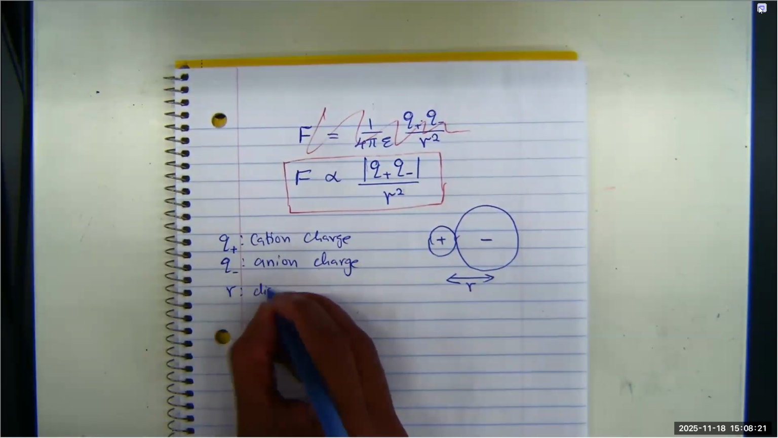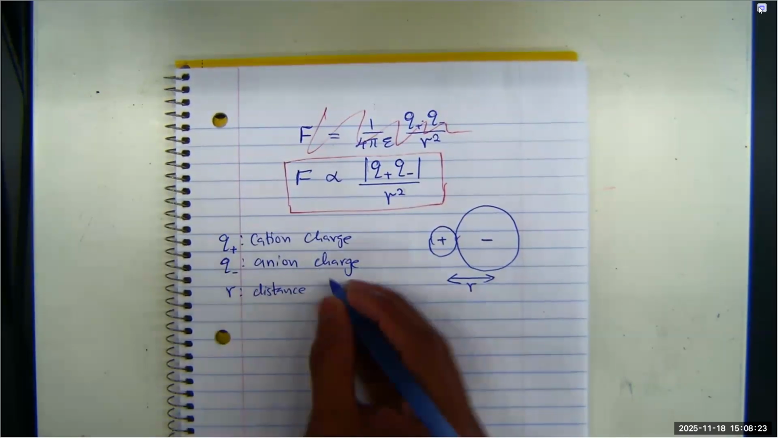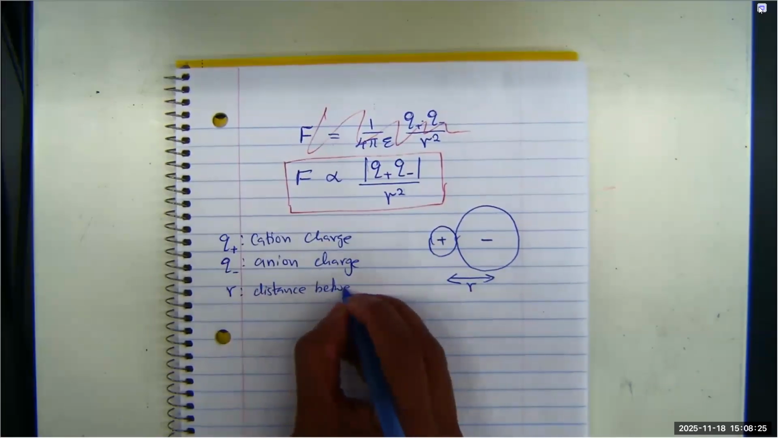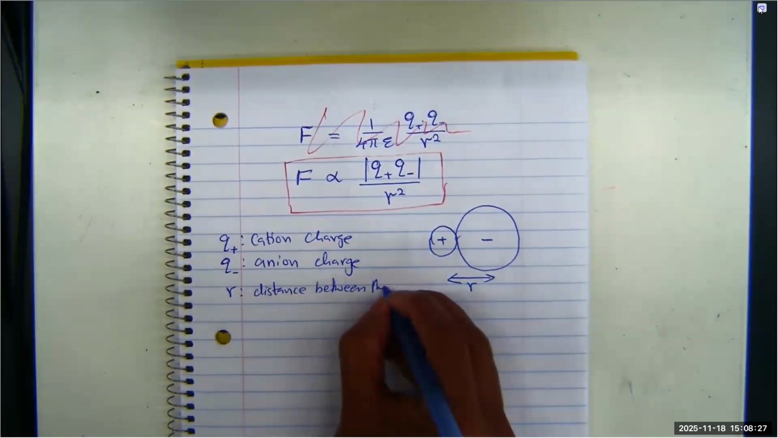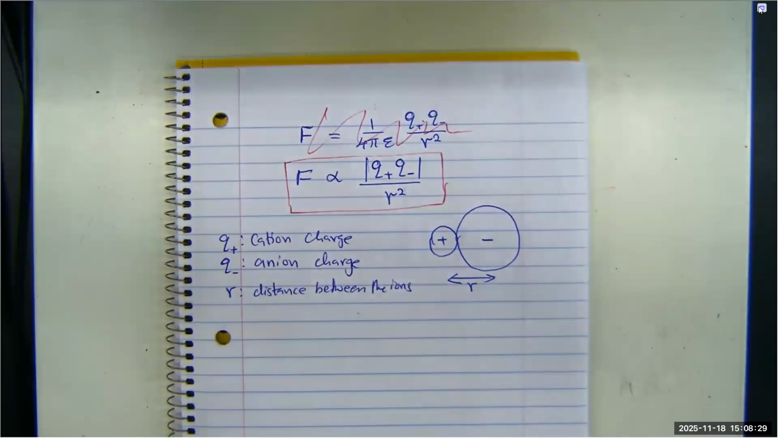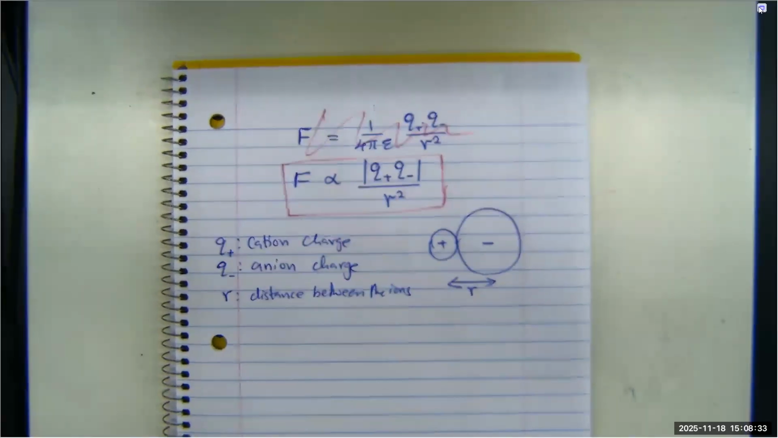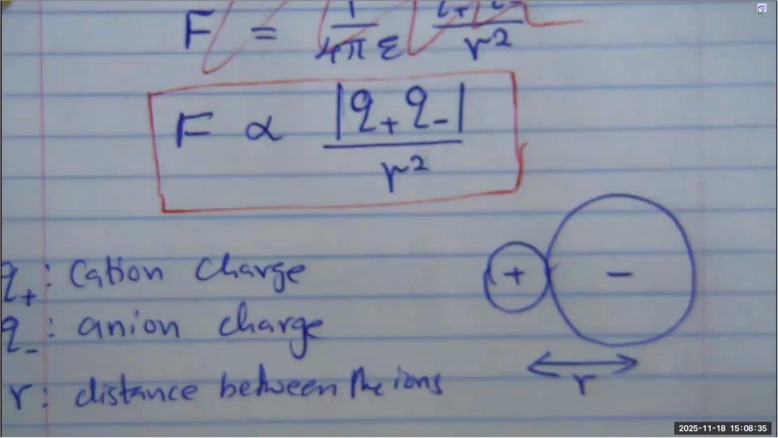And then R is the distance between the ions. Please zoom in if I can.